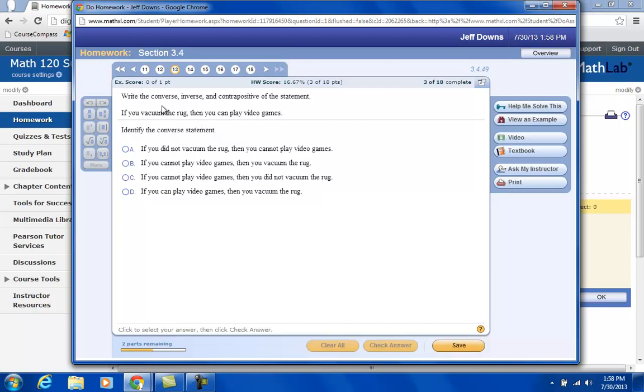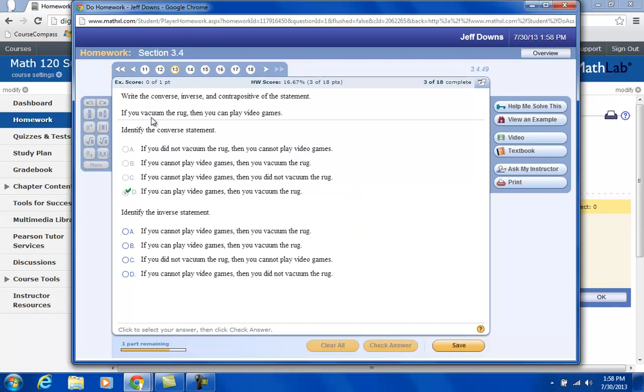Okay, write the converse, inverse, and contrapositive of the statement. So if you vacuum the rug, then you can play video games. The converse just means to change the two. If you can play video games, then you vacuum the rug. So you swap the P and Q. If P then Q, you do if Q then P. That's converse. Okay, continue.